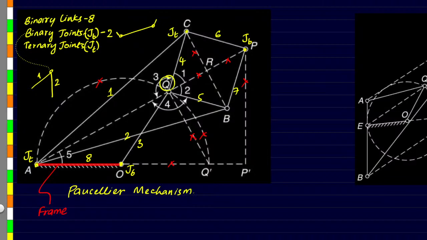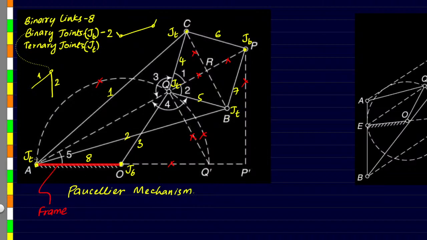And what about Q? At Q also you can see link number 4, link number 3, and link number 5. Three links are connected at point Q. So Q is also a ternary joint. And what about B? At B also, you can see link number 2, link number 7, and link number 5. Three links are connected here. So once again, this is a ternary joint.